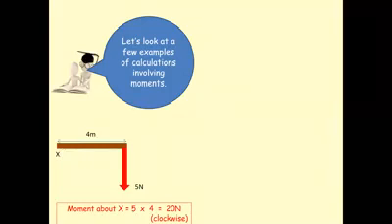Let's look at a few examples of calculations involving moments. Here we have a beam which is 4 meters, and a force of 5 Newton is applied to it. So the moment about point x is just going to be 5 multiplied by 4, which is the perpendicular distance. Don't forget that moment is given as the force applied times the perpendicular distance. So we multiply 5 by 4, which is 20 Newton-meters, in a clockwise direction.